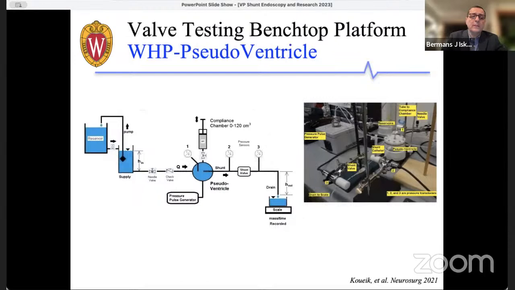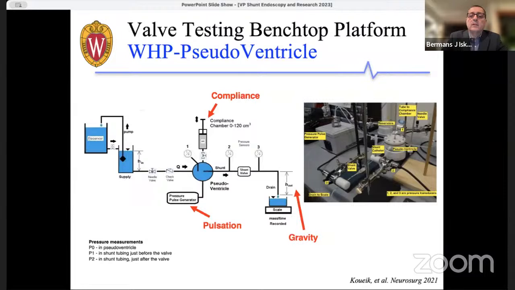So we set up a valve testing platform that's quite sophisticated at our center. And this is what it looks like. And the advantage of this shunt testing platform is this is the valve that we want to test. And the platform allows us to do three things. We can initiate pressure pulses, which would be equivalent to Valsalva maneuvers or cardiac pulsations. We can initiate changes in compliance, and we can measure compliance. And then we can simulate gravity. So we can simulate many of the physiological conditions that happen in the brain when you have a shunt in place. And we can measure ICP, both in the pseudoventricle here, as well as before and after the valve. And I'm going to show you some of the results that we've gotten over the years to try to study this aspect of chronic shunt overdrainage.